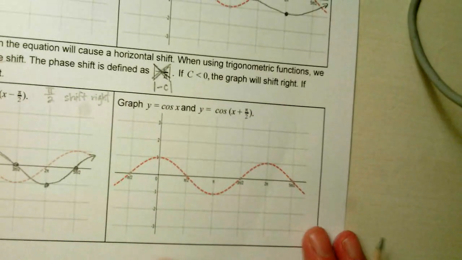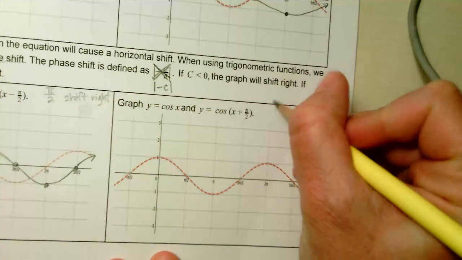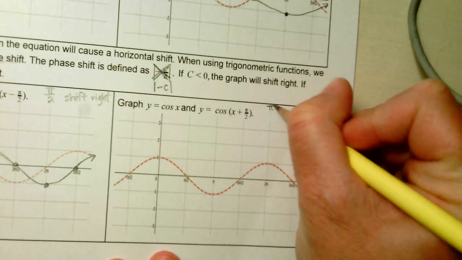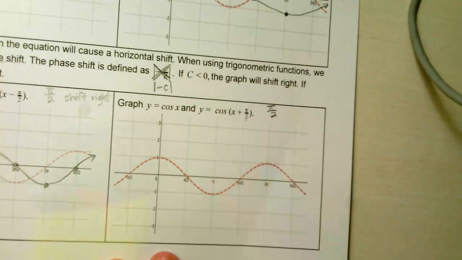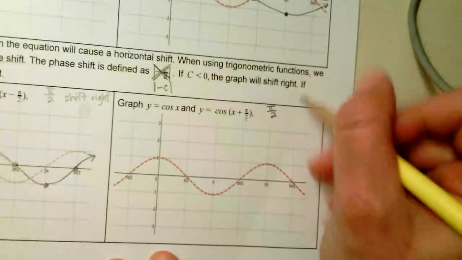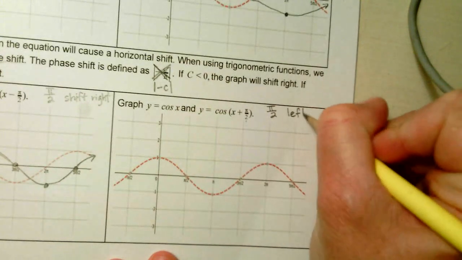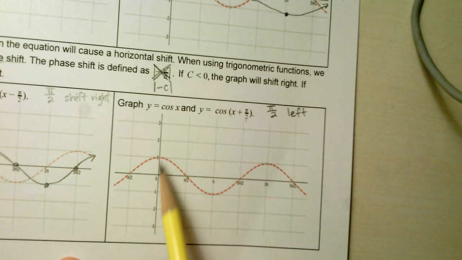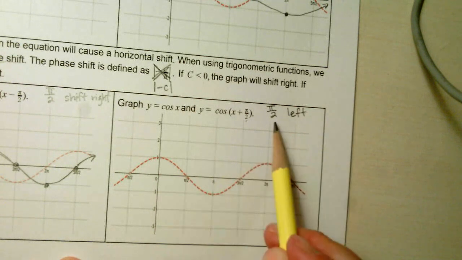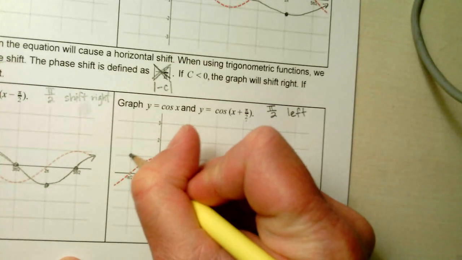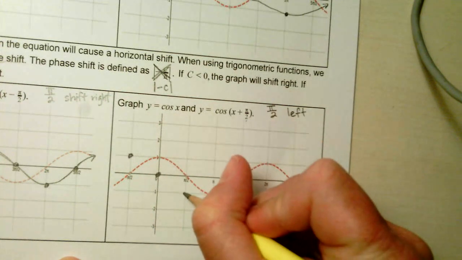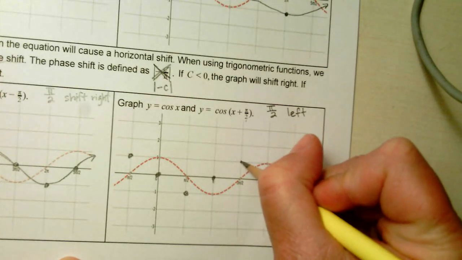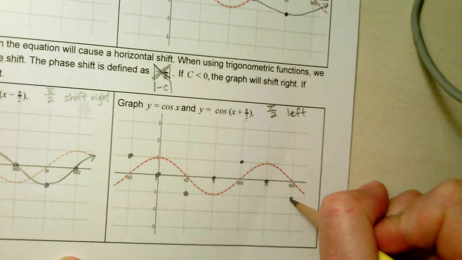Okay, our next one. Here we have my C. My phase shift again is going to be pi over 2 because my absolute value of C is pi over 2. But this time it's greater than 0, so I'm shifting left. Okay, so instead of having my start point at 0, I'm starting pi over 2 left. And with cosine, I start up, I go center, down, center, up, center, down.